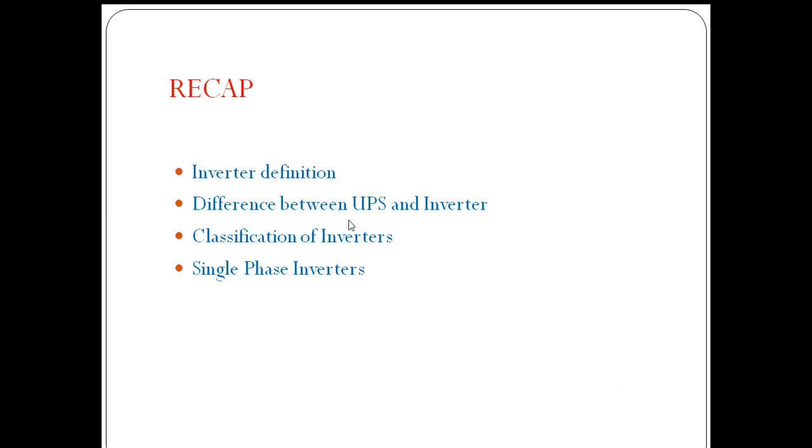In the previous class, we started our chapter 3. In that, we started our discussion with inverters. An inverter is a device which will convert fixed DC input into variable AC output. That variation is with respect to the magnitude of voltage and frequency. And we have seen the main difference between UPS and inverter.